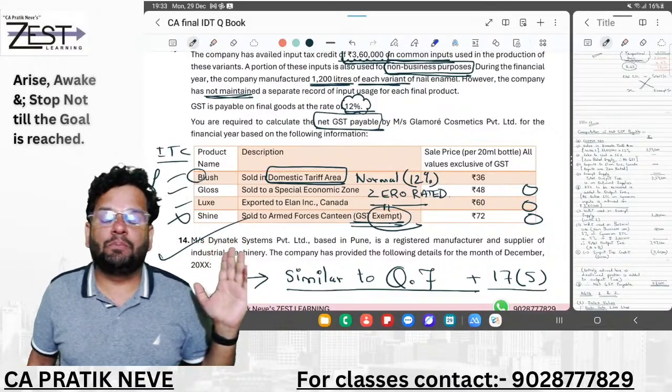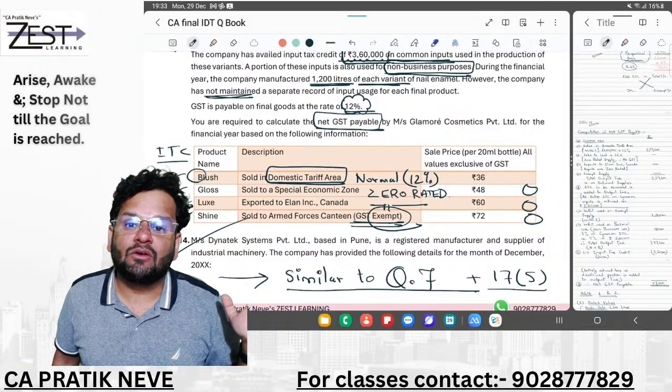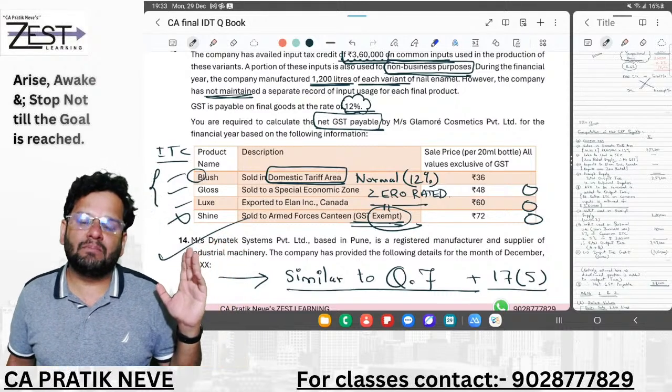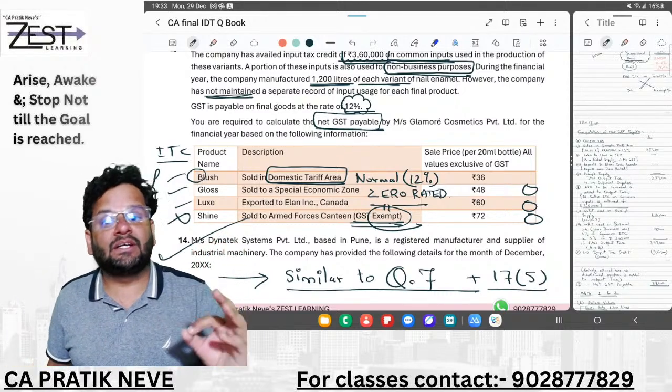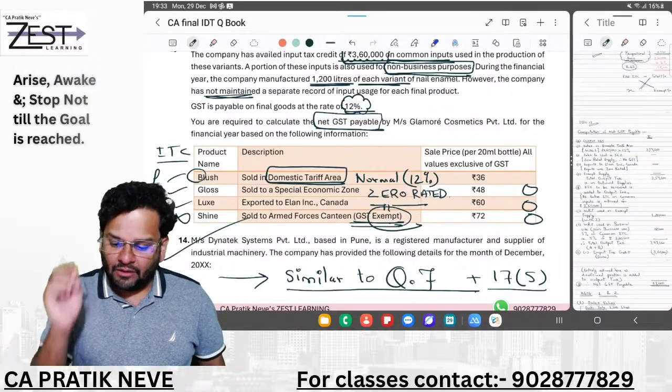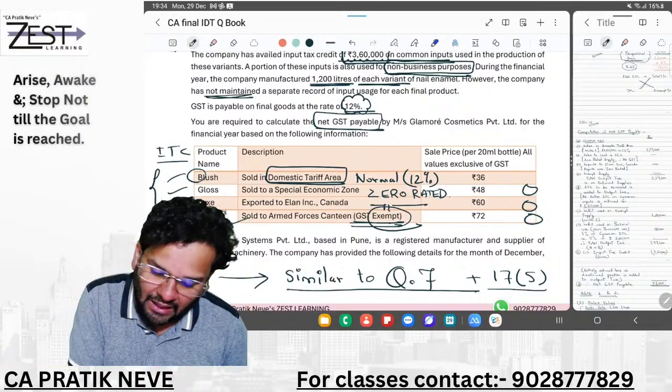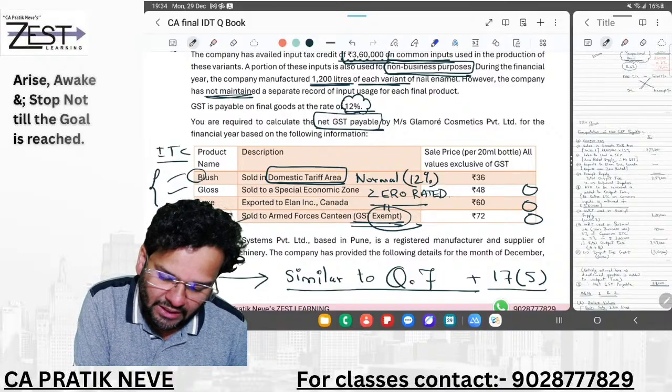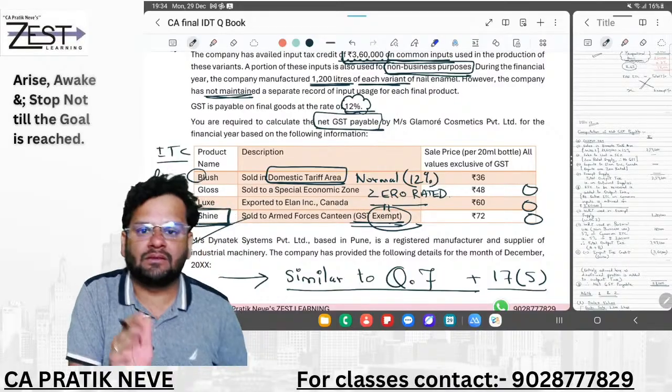So that your purchases become GST free. So it's a double benefit, my dear friends. It is intentionally given. So ITC you can take. Now, only one thing we can't take ITC on, that is to the extent used in this shine.